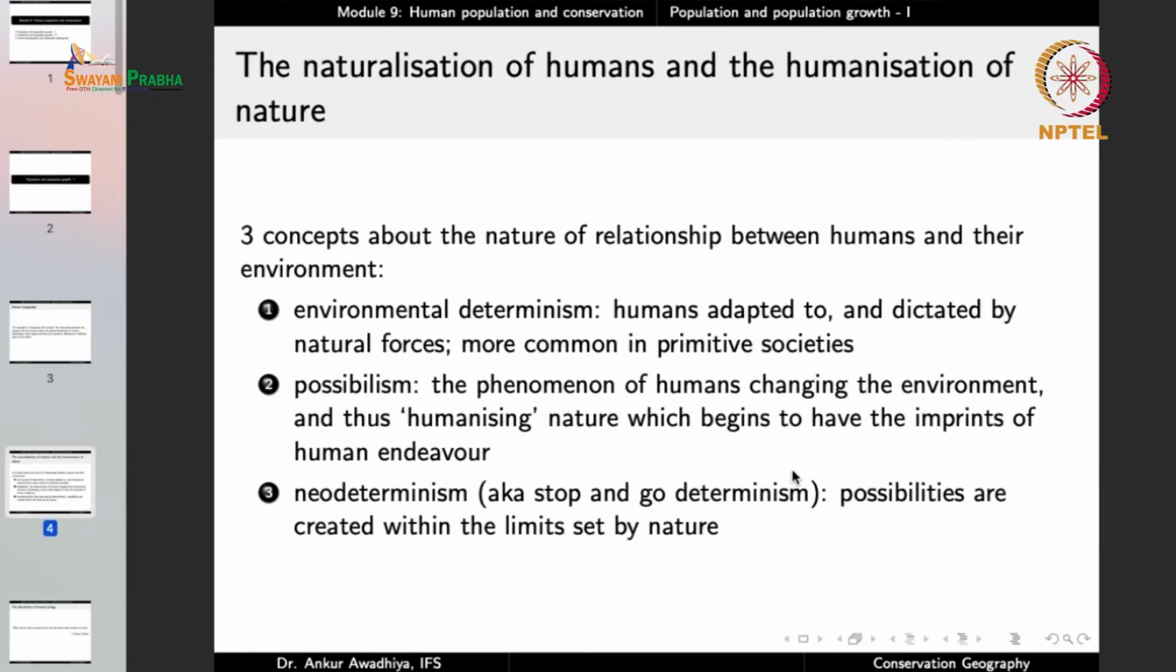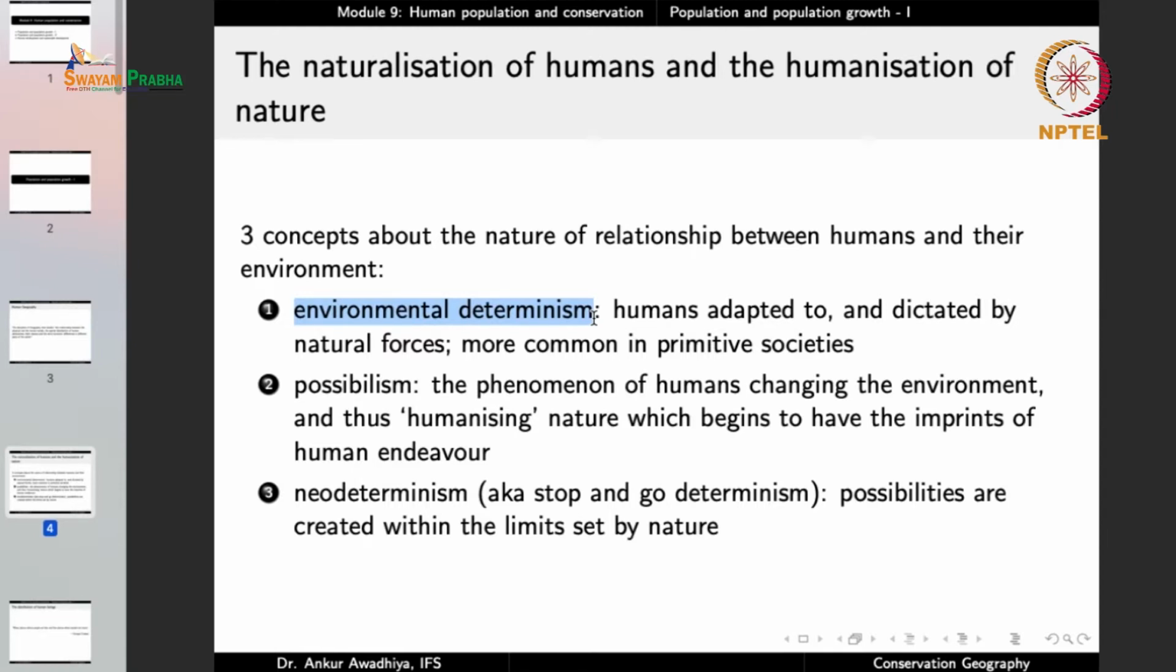Now in this context, we can talk about the naturalization of humans and the humanization of nature. Now this refers to 3 concepts about the nature of relationship between humans and their environment. The first is environmental determinism. It states that humans are adapted to and dictated by natural forces, and this is very commonly seen in primitive societies. So the term says environmental determinism, meaning that the environment determines the humans.